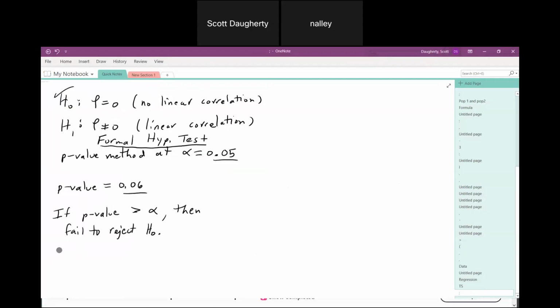Okay, so the conclusion would be there's not enough evidence, right? Let's just say there's no linear correlation. That would be our conclusion.